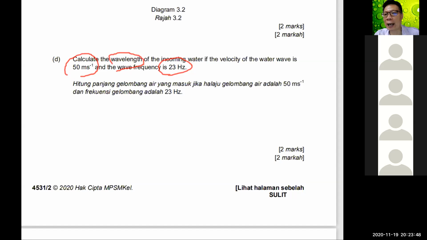Julian, can you come out? What formula to use, Julian? What formula? Can use what formula? To find lambda, you are given velocity, given frequency. So to find lambda, what formula? Xing Xiang, what formula?